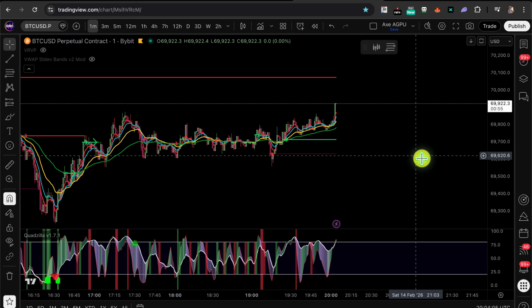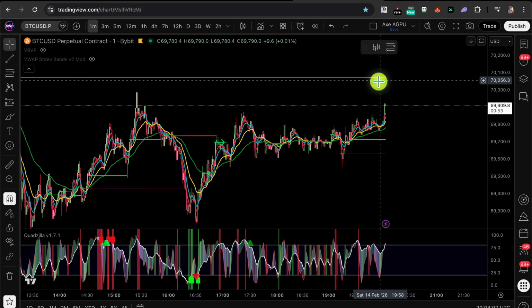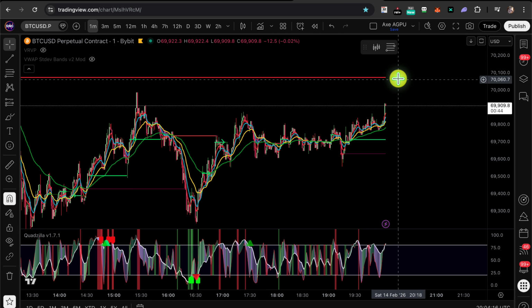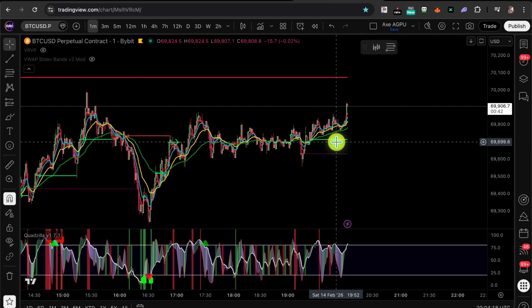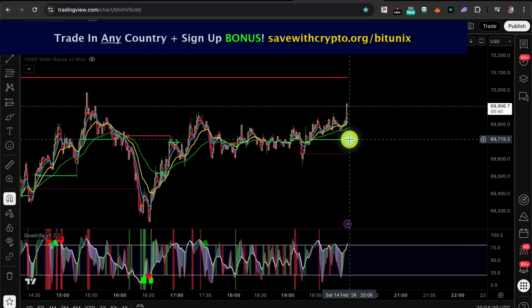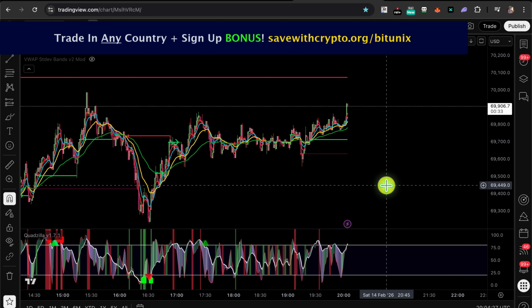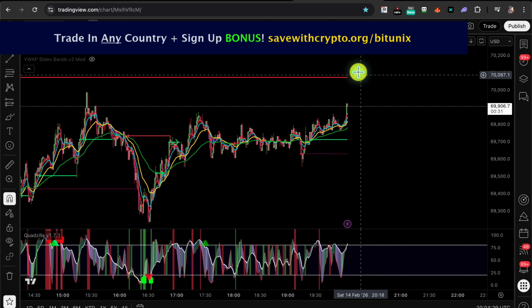So the kind of level I'm going to be looking out for now is probably this bearish retracement up here at around 70,080. So it could well go up there and then reject, and then there's also this level down here at 69,715, which is quite likely it will return to at some point as well. So I'll probably look to close my trade up here somewhere, which should make a nice little profit. So there you go. That's just an example of how you can use Quadzilla.